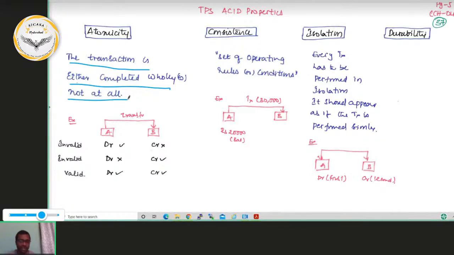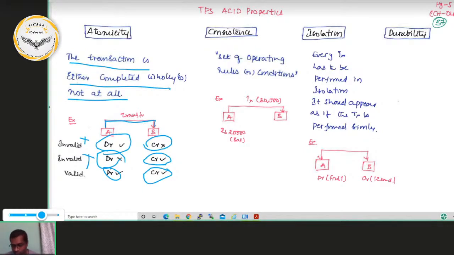For example, if I am transferring certain money from account A to account B, it should be 2 events, debit and credit. Let us assume debit is completed, credit is not completed, can I call it a valid transaction? No, it is an invalid transaction. If debit is not completed, credit is completed, can I call it a valid transaction? No, it is invalid. Now debit completed, credit completed, can I call it a valid transaction? Yes, it is a valid transaction. So that is called atomicity. Either the transaction has to be completed wholly or not at all.